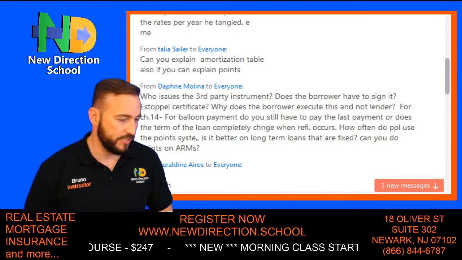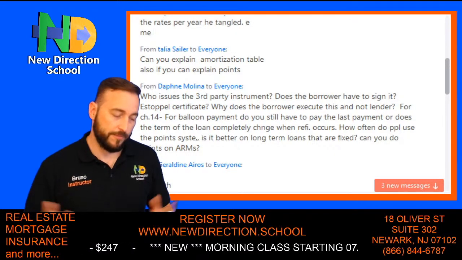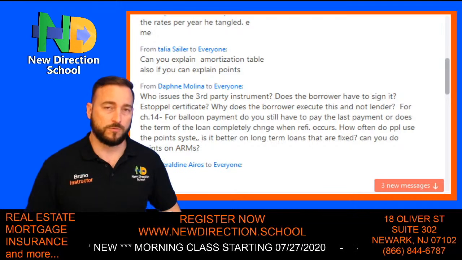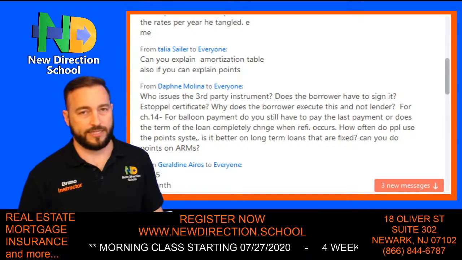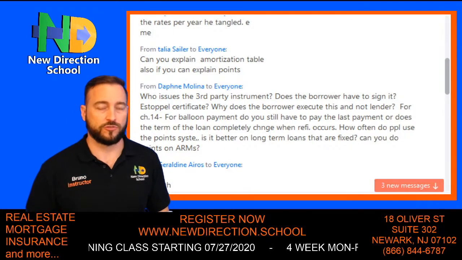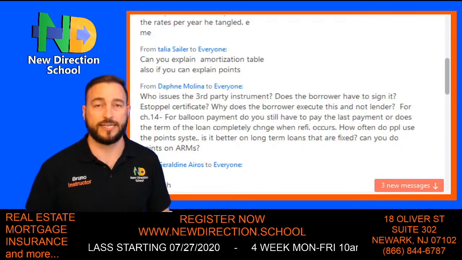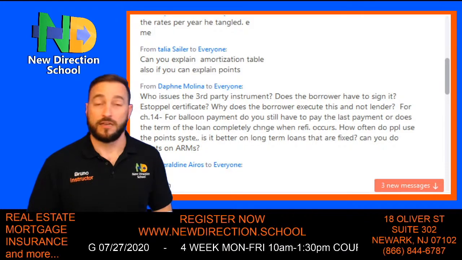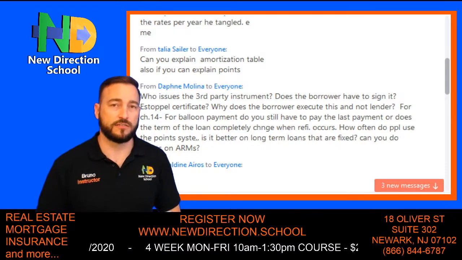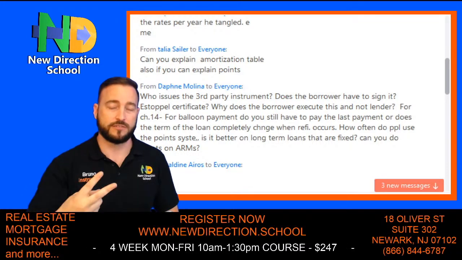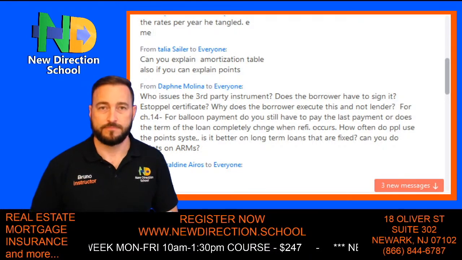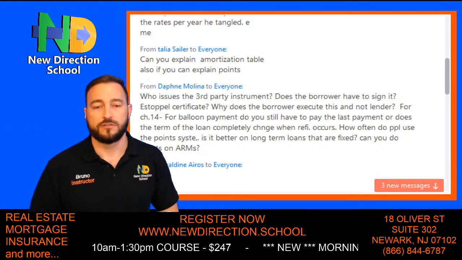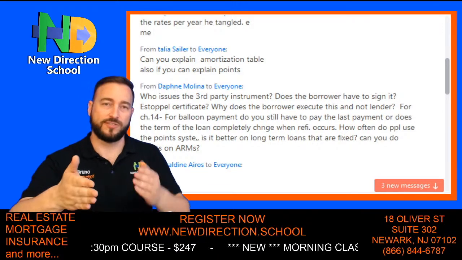I'm going to go into points right now. And the final question was, can you do points on ARMs? And the answer is you can do points on any type of loan because it's an agreement with the lender. An agreement to do what? To reduce even further the interest rate. So if today the interest rate is 5%, and the bank says, congratulations on getting approved at 5%, for 2 points right now, we'll drop to 4.5. Instead of paying 5% for 30 years, you're gonna pay 4.5% for 30 years. So you're paying 2 or 3 points up front, but to save in the long run.